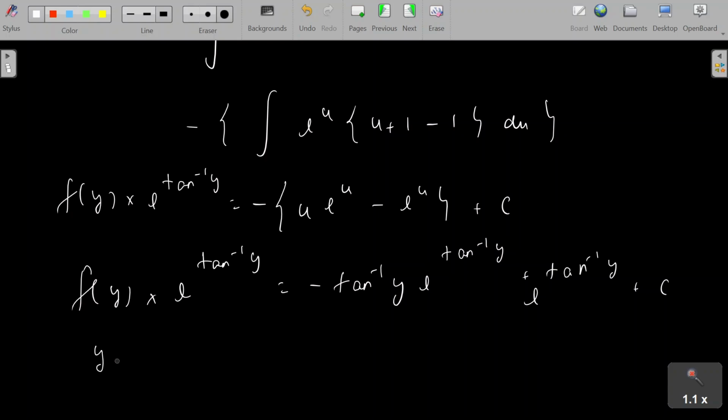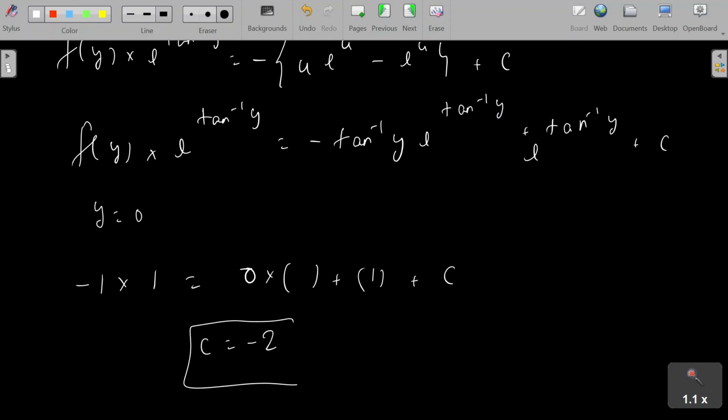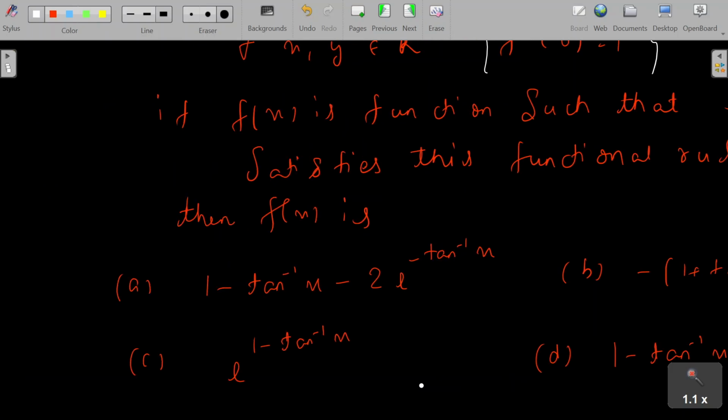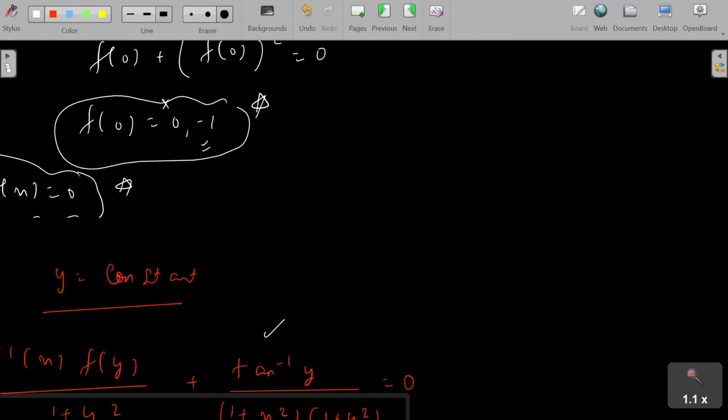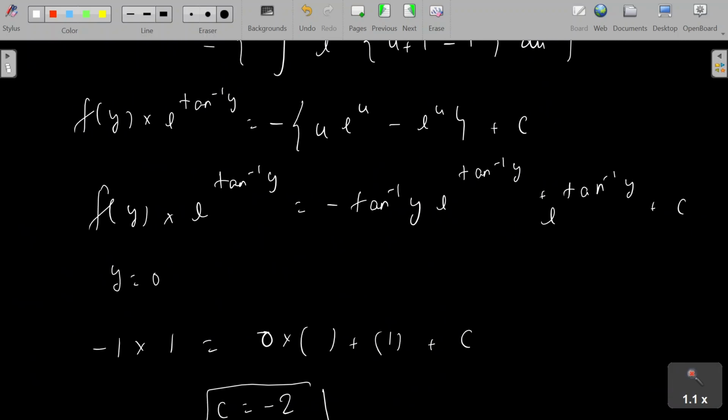Let us substitute y equals 0. F of 0 is minus 1, right? Okay, fine. F of 0 is minus 1, that will be minus 1 into 1 is equal to 0 into something plus 1 into something plus c. That implies c is equal to minus 2. Let me check what comes. Option minus 1 is there. Yeah, minus 1 is there. Okay, no issues then. So c is minus 2.